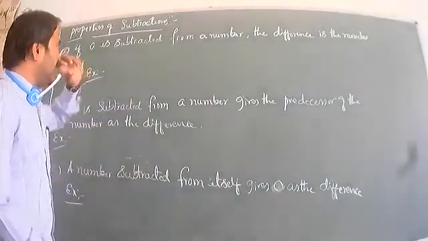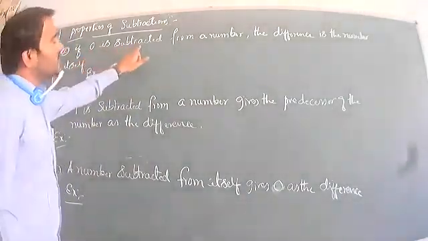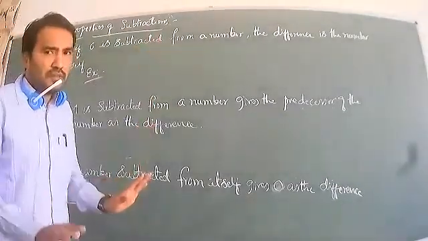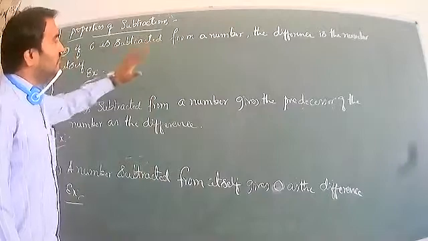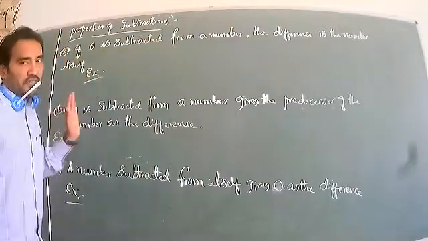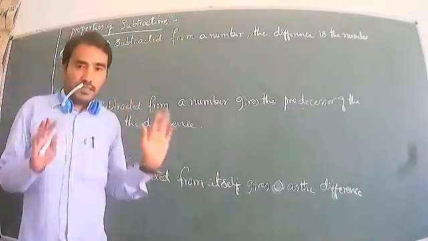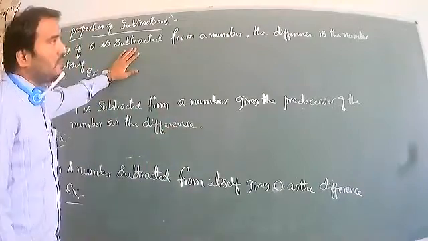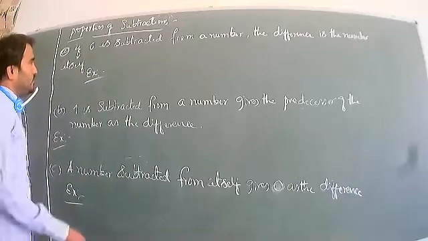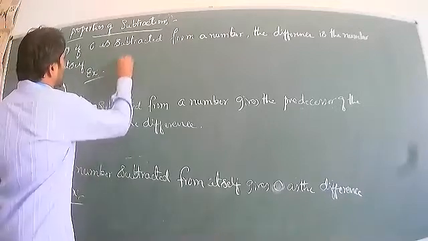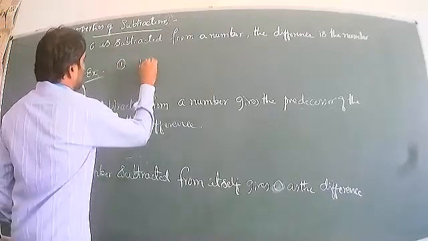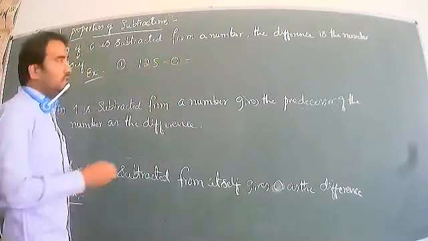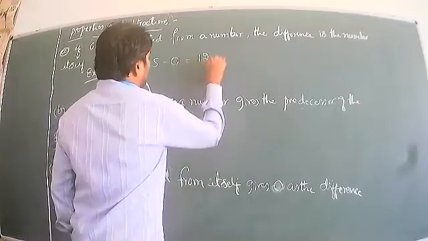If 0 is subtracted from a number, the difference is the number itself. What do you understand? When 0 is subtracted from a number, the difference is the number itself. So we can subtract 0 from any number, and the answer is itself. 125 minus 0. What is your answer? The answer is 125.